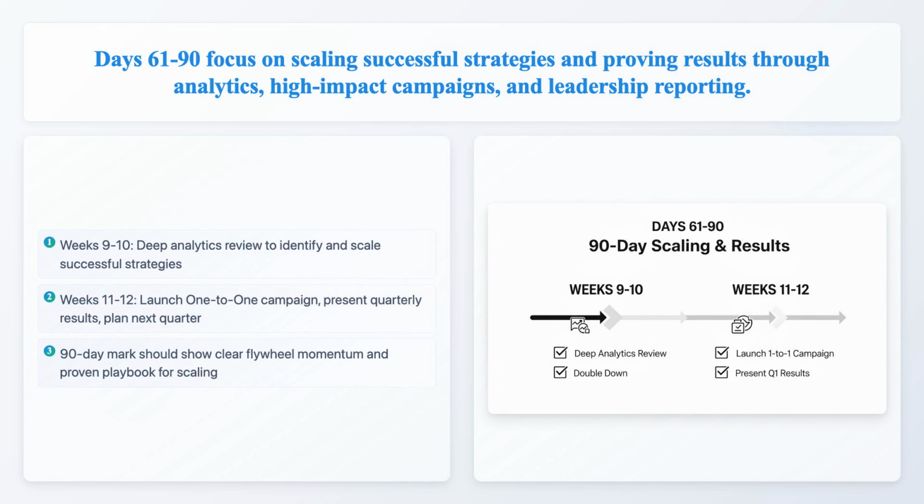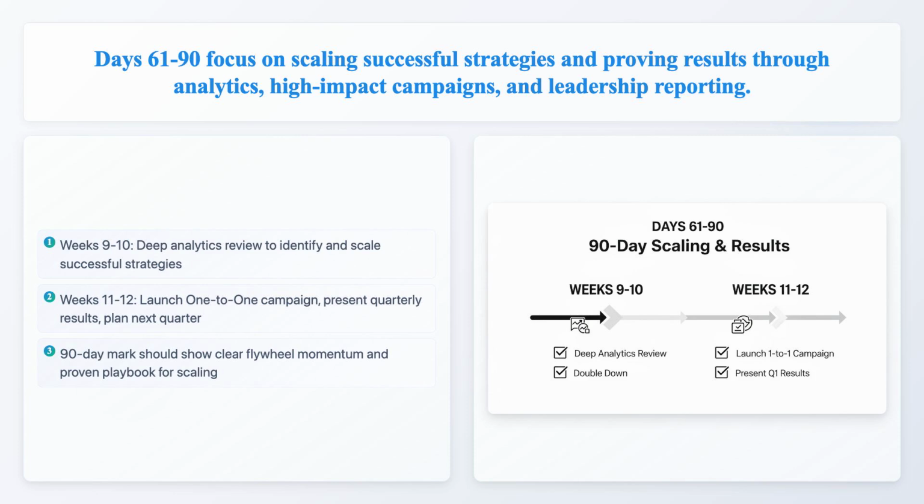Week 11-12, launch your first one-to-one high-impact campaign for a top-tier account, perhaps that direct mail strategy we discussed. Present your first quarterly results dashboard to leadership, showing content-influenced pipeline, account engagement scores, and sales cycle improvements. Plan your next quarter based on learnings and proven tactics.